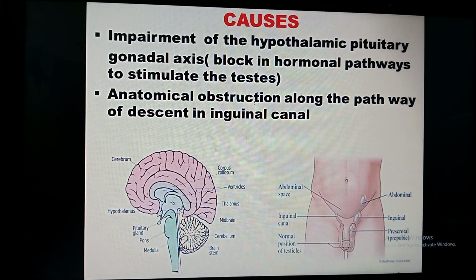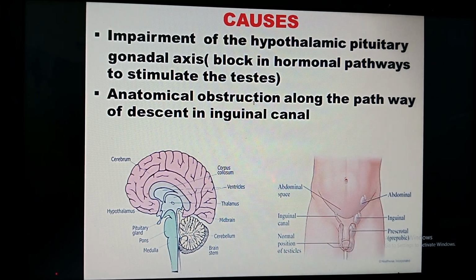The second cause is an anatomical obstruction along the pathway of descent, the inguinal canal. You can see in the picture, this is the inguinal canal, and above it the testis is there. When the stimulus comes, it pushes the testis through the inguinal canal, it slips down and reaches the scrotum. But if there is any obstruction or narrowing of the inguinal canal, the slipping of the testis will not take place. The testis will either remain there itself or stay halfway along the inguinal canal. That is the reason, due to obstruction.